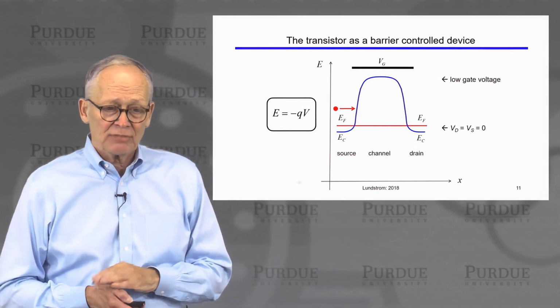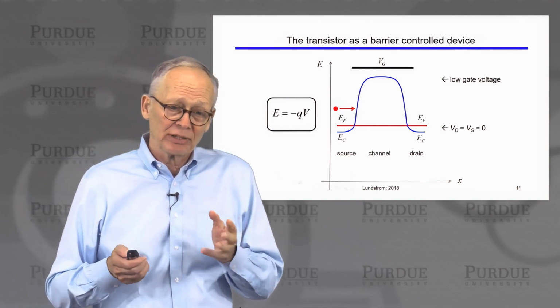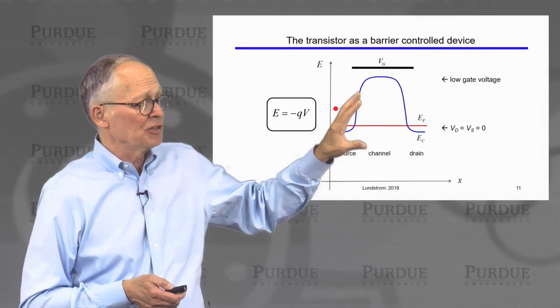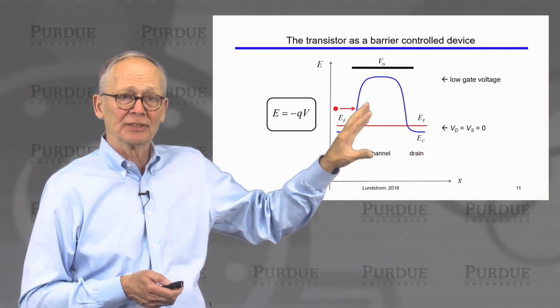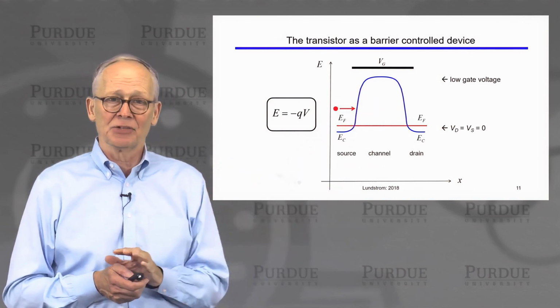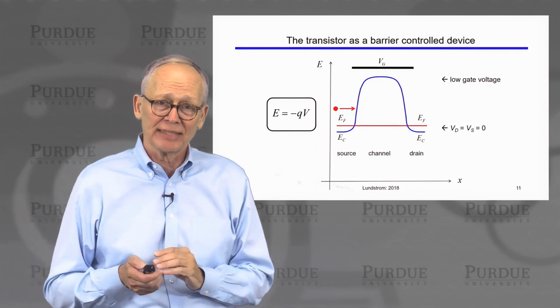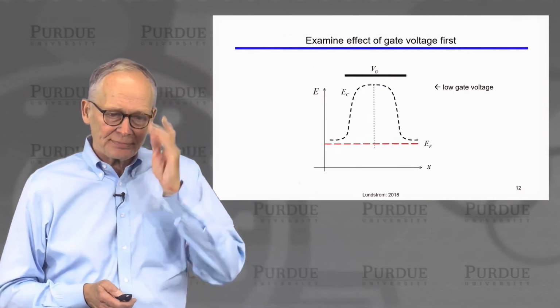When the transistor is off, no current can flow. There is a big energy barrier that holds the electrons in the source and holds the electrons in the drain. They can't flow across the device and out to the terminals.